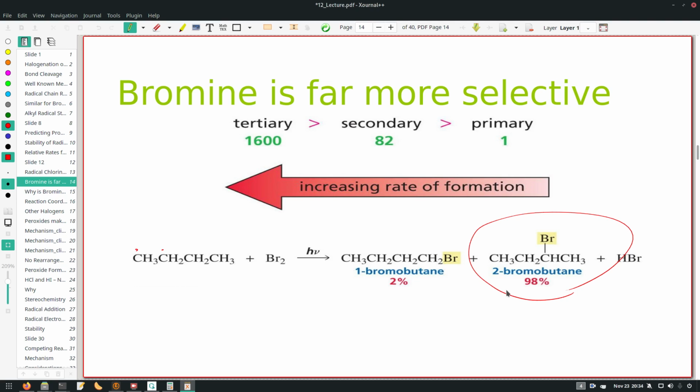And even if we went back to that 2-methylbutane, you're going to get the 2-bromo-2-methylbutane all the time because it's going to go to the tertiary location. Bromine is far more selective, and that really pays off a lot in actually predicting the products.